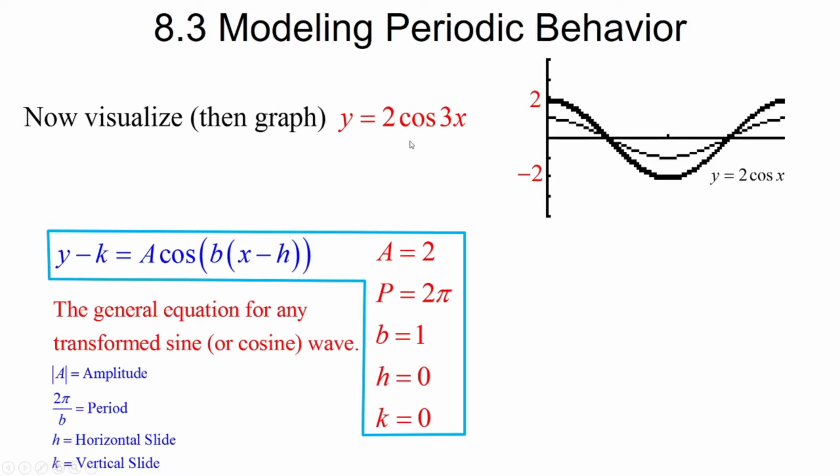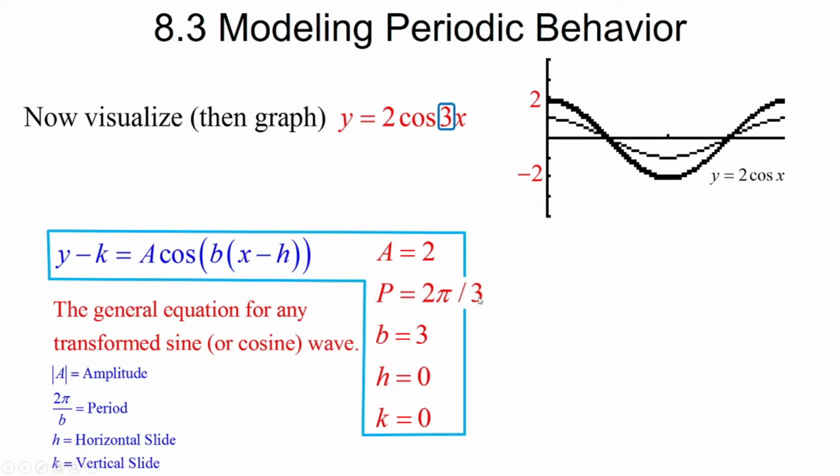Okay. Now visualize and then graph y equals 2 times cosine of 3x. So this is my b right here. B was 1, it's now 3. All right, and remember, 2 pi divided by our b will give us the period of our function. So we're going to take this period of 2 pi, the first period of that function, y equals 2 cosine of x, and now we're going to do a horizontal shrinkage. And the entire period will be taken care of at 2 pi divided by b, or 2 pi over 3. So the period now is 2 pi over 3.